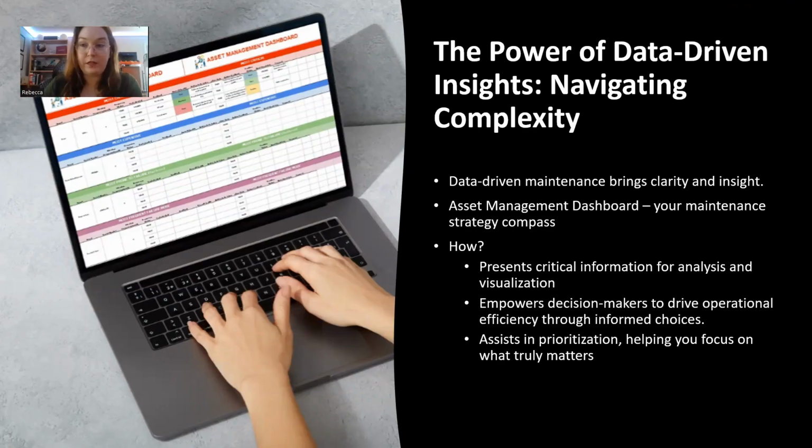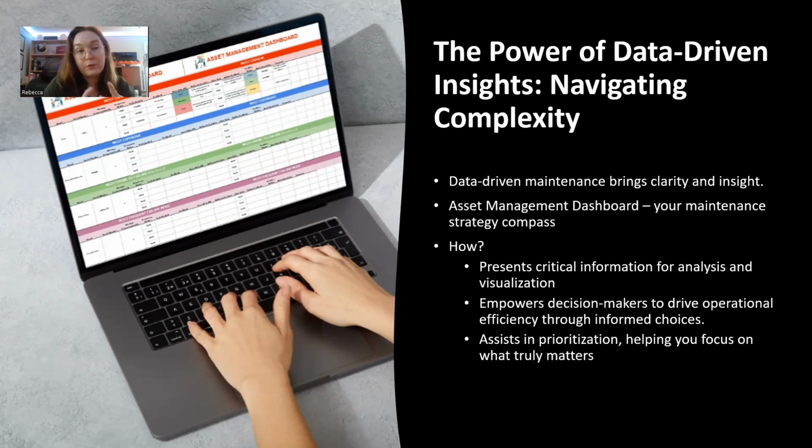By using data-driven insights, we can navigate the complexity that is asset management strategy, maintenance strategy. We can use the data-driven maintenance to bring clarity and insight to our maintenance strategy. Our asset management dashboard is going to be our compass in doing that with our maintenance strategy, following where the data says our efforts are important or most impactful.